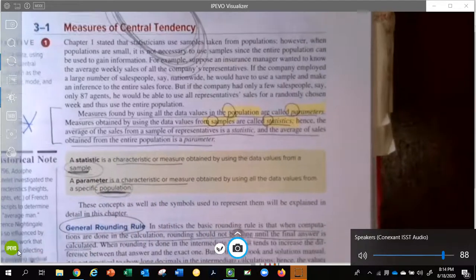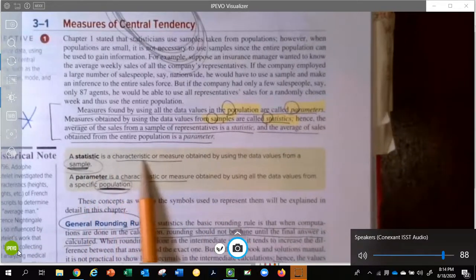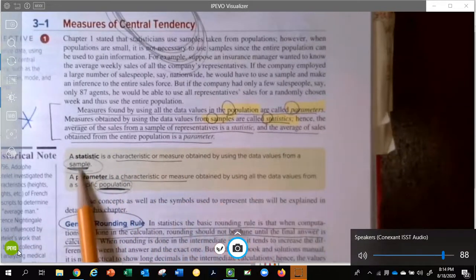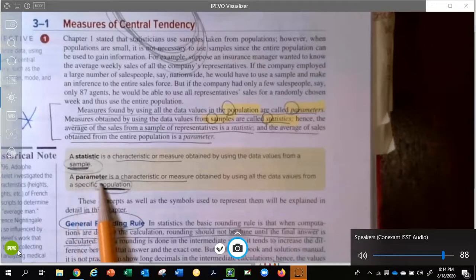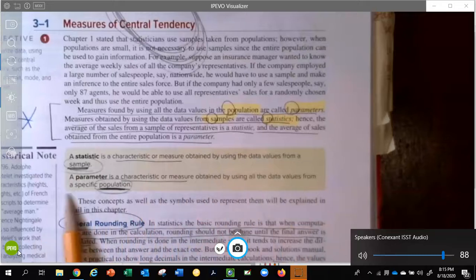It says it again here in green. A sample is a characteristic or measure obtained by using the data values from a sample, and did I say statistic or sample? Statistic. A parameter is a characteristic obtained by using the data values from a population.